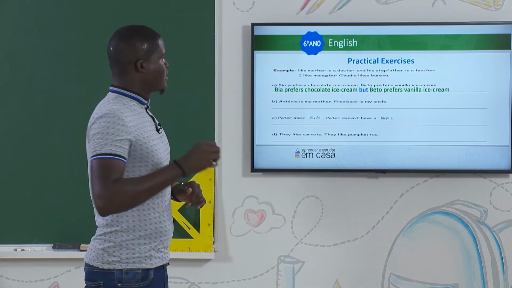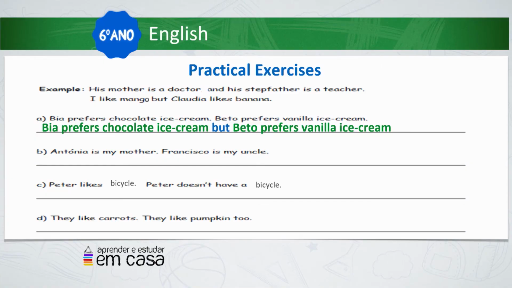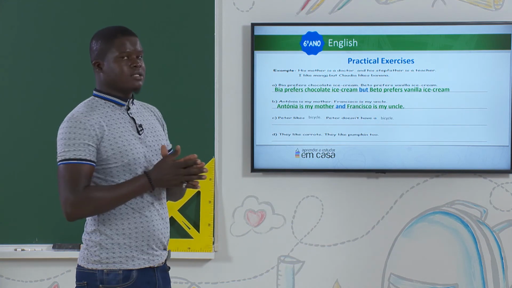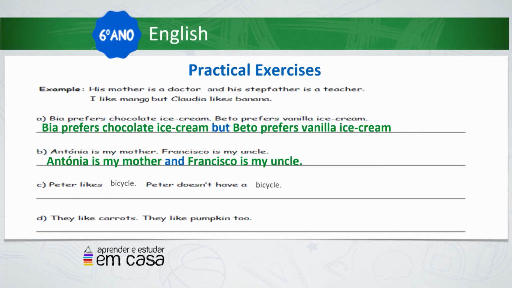Okay? Let's continue. Antonia is my mother. Francisco is my uncle. Here the answer would be Antonia is my mother and Francisco is my uncle. Okay? Here we have similar ideas. Então, vamos usar and. Let's continue. Peter likes bicycle. Peter doesn't have a bicycle. So the answer would be Peter likes bicycle, but he doesn't have one.